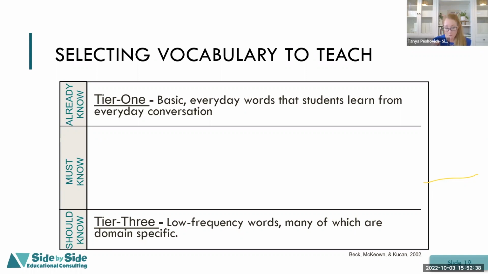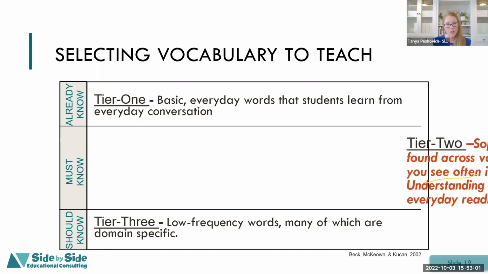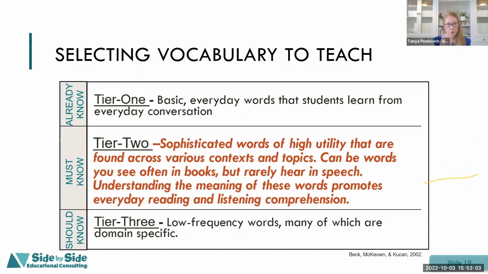There are about 400,000 of our English words that fit into that tier 3 category. About 8,000 word families fit into that tier 1 category. 8,000 word families. And the tier that we're really, really going to hone in on today is tier 2.